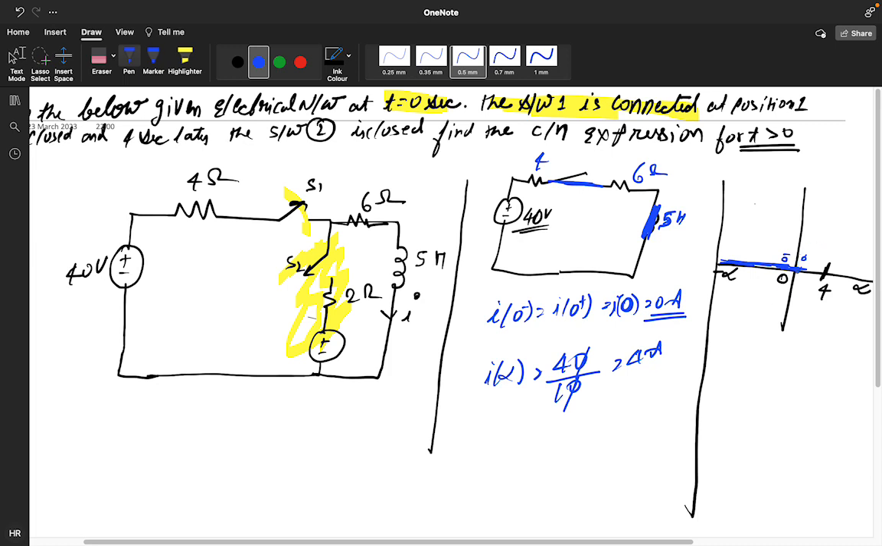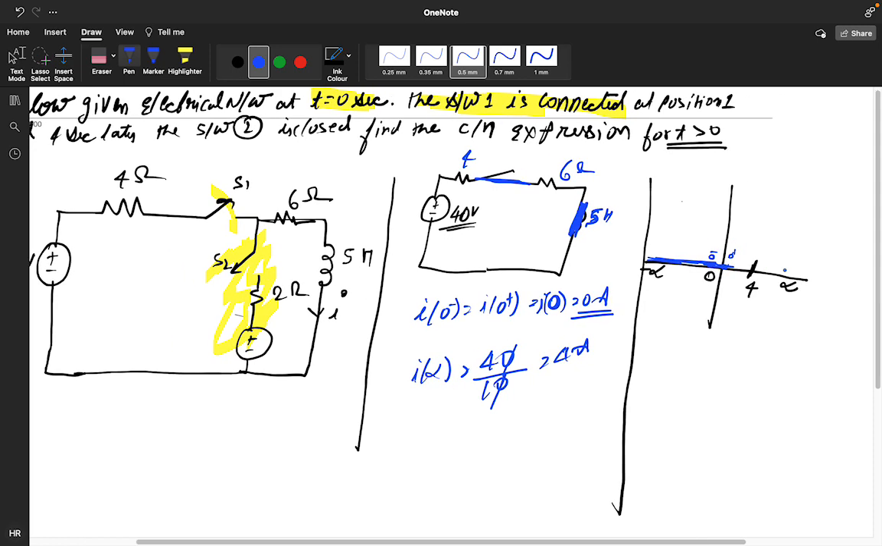So I am assuming that from 0 plus the current will start increasing, it will start charging, and the saturation point will come at I of infinite, when it will become 4 ampere. So I am assuming these things only. So it's becoming 4 ampere at I of infinite.